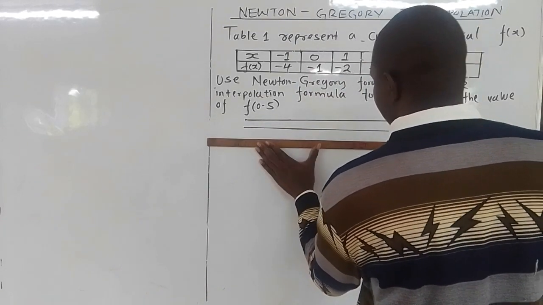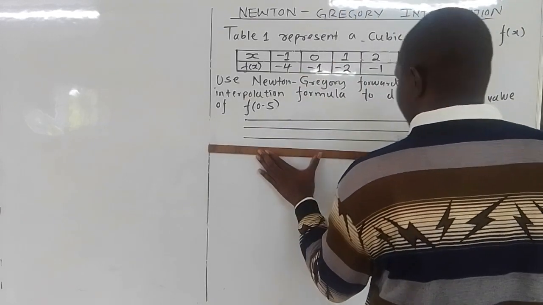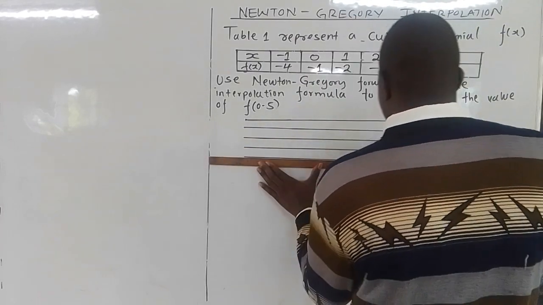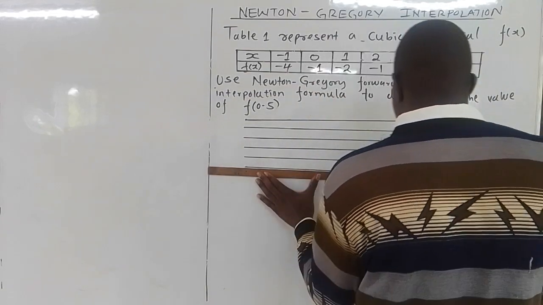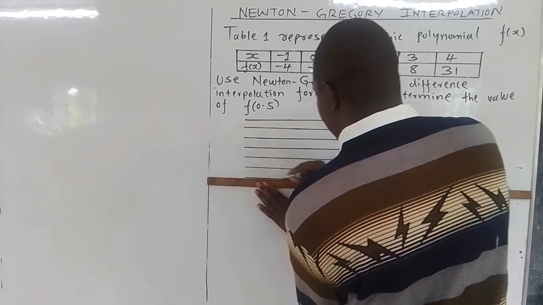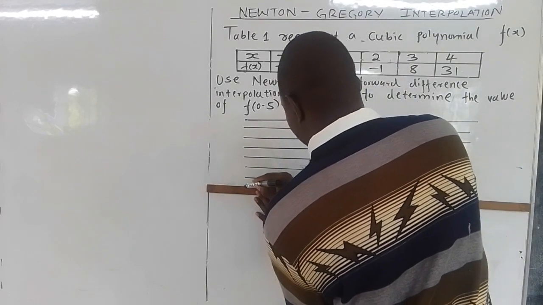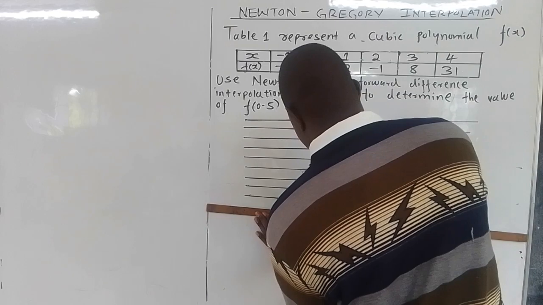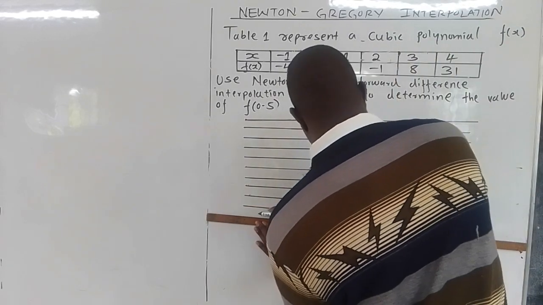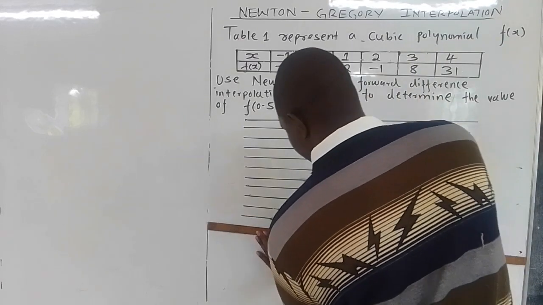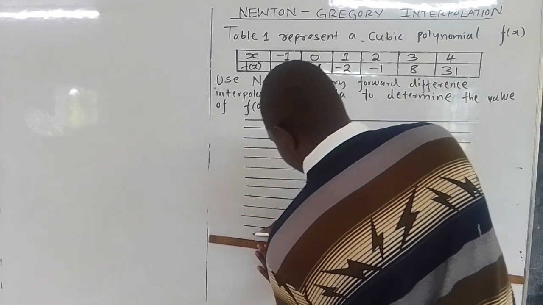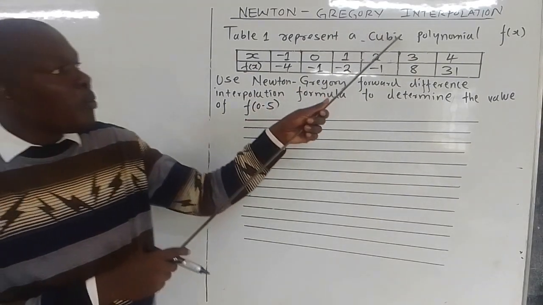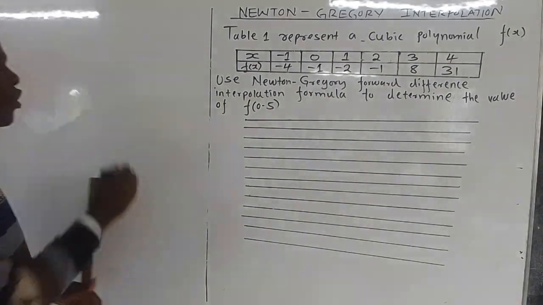That is row 1, row 2, row 3, row 4, row 5, row 6, row 7, row 8, row 9, row 10, row 11, row 12.